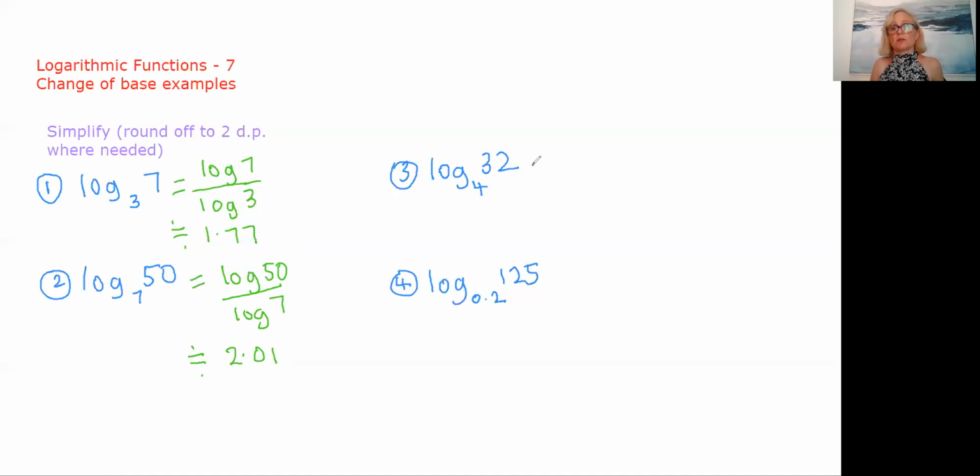Now, here's an example where we don't want to get an approximation. We can actually get an exact answer here. Notice that 32 is not 4 to the something. However, 32 is a power of 2 and 4 is also a power of 2. So how about we change them both to base 2 and go from there? This is where this really comes in handy and we don't need to have to go back to index notation all the time.